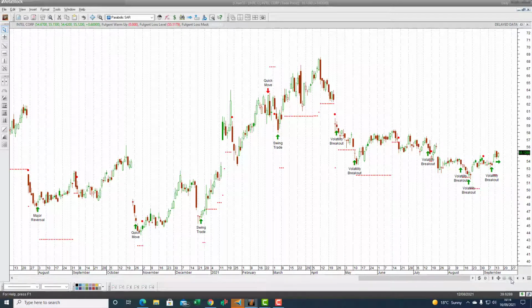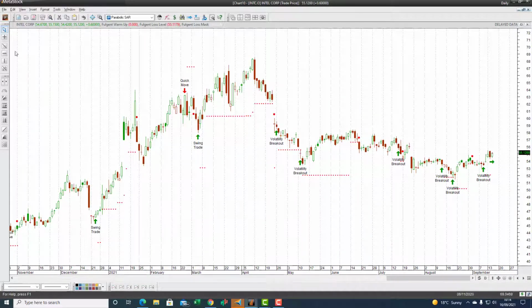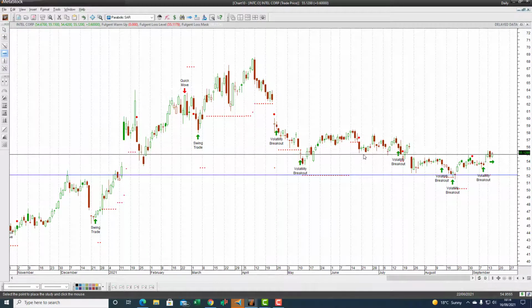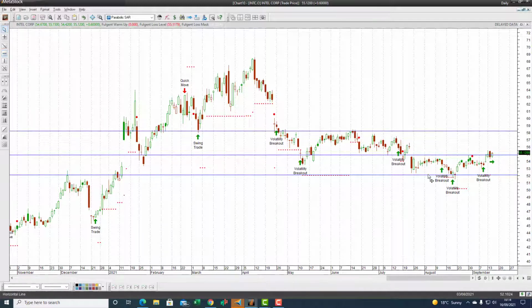So we now have two volatility breakouts here with a trailing stop at this level of 52. And then the upside risk would be this old support level. That's the first level to watch out for. And then the upside level, that's the next level to watch out for. So those are the two upside profit targets to watch out for. Okay.